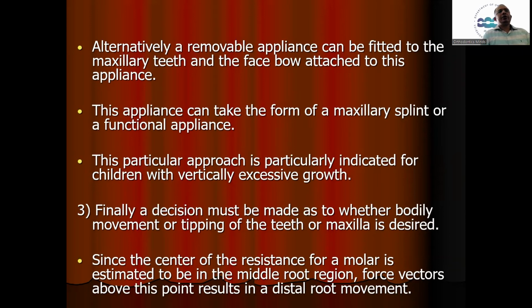And finally, a decision must be made as to whether bodily movement or tipping of the teeth or the maxilla is desired. Since the center of resistance for a molar is estimated to be the middle root region, vector forces above this point result in a distal root movement.